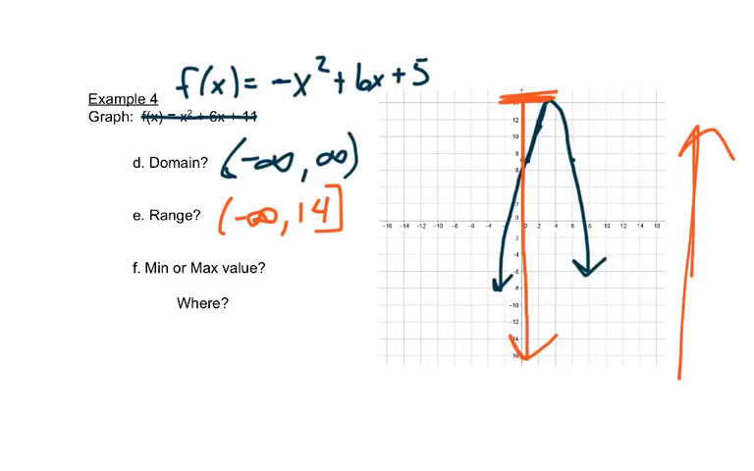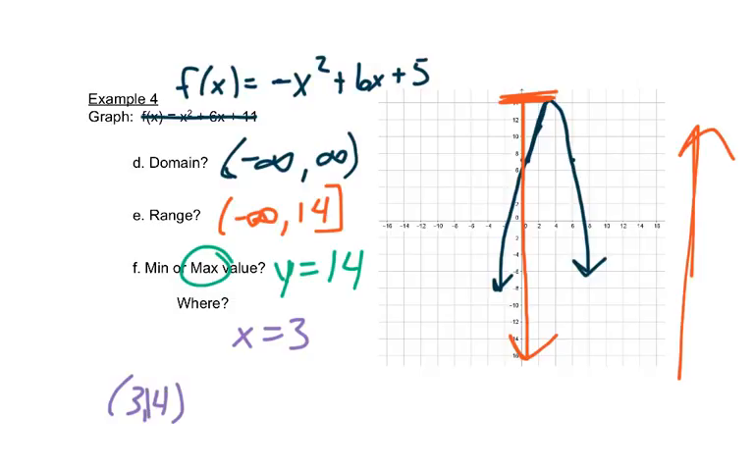This one has a max because it has a top value, it opens down, and the max value is that y value of 14. That's the biggest y value we have, and it happens where x is 3, and remember that's again because the vertex was 3, 14. The max value is the y and the where is the x.